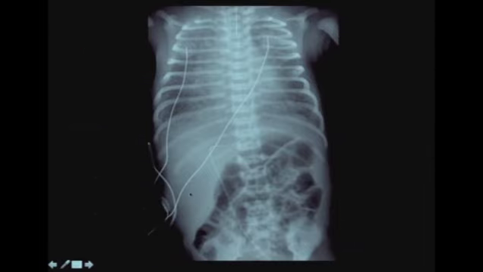And we were fortunate enough to have an umbilical venous catheter that actually follows the course of this total anomalous pulmonary venous return into the anomalous vein from the portal vein.